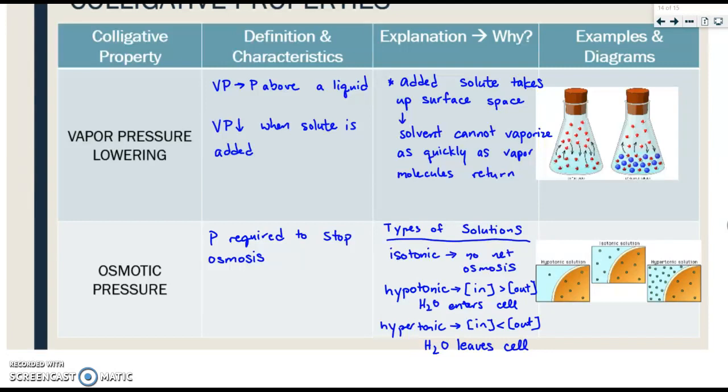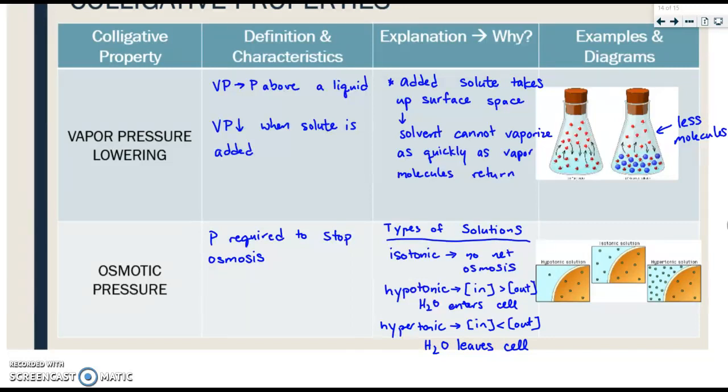When something is added like salt or sugar, the added solute takes up surface space and basically creates a barrier. That barrier does not allow molecules to become a gas as quickly as the gas molecules are returning to be a liquid. So what ends up happening is there's less crowding. Okay, so there's less molecules above the liquid, and therefore vapor pressure goes down.